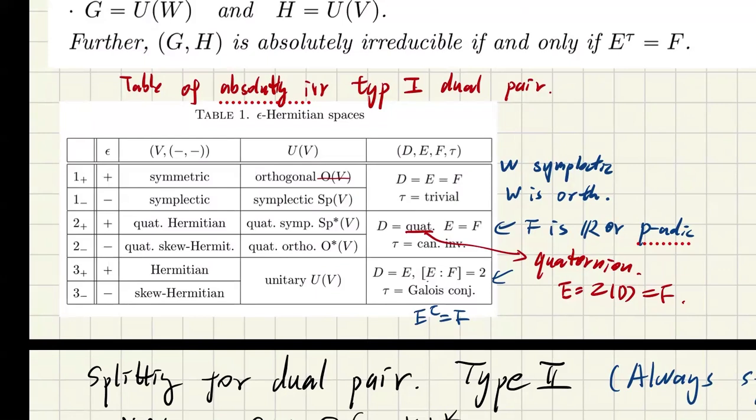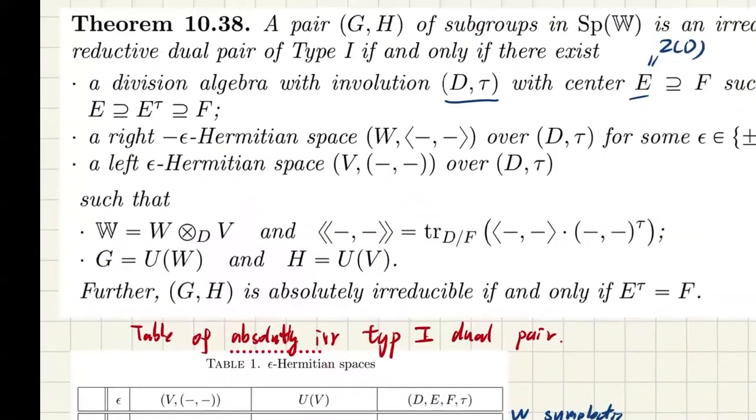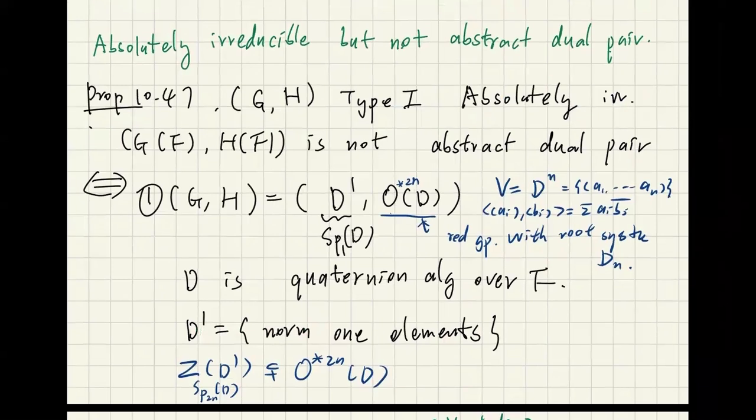And then when the sign is plus, you will have a quaternion symplectic space, and when the sign is minus, you will have a quaternion orthogonal space. Okay, I think I made a mistake before. Someone asked me about the definition of O star. Here you should take the skew Hermitian form.